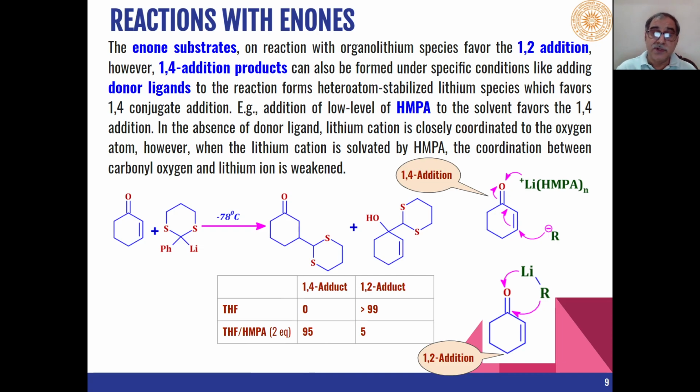You can see over here, in the case of 1,2 addition, the alkyl group adds to the carbon of the carbonyl, and lithium adds to the oxygen. Whereas in the case of the conditions when HMPA is used, this R as a nucleophile will add to this carbon, and 1,4 addition will take place in such cases.